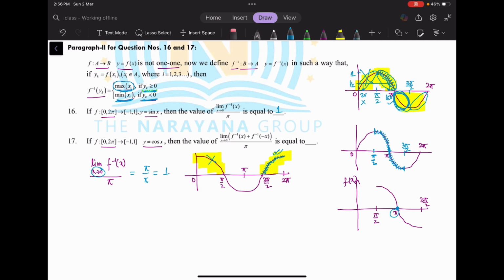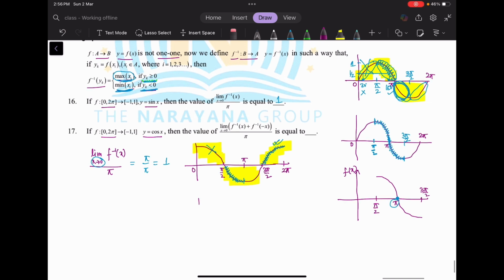Similarly for yk negative, meaning the graph lying below the x-axis, we are interested in the minimum of xi's. So the minimum of xi's means we will only be considering the portion of the graph lying between π/2 to π. Now let me draw the graph very clearly here. So the graph will start from π/2 to π, and then it will start from 3π/2 to 2π.